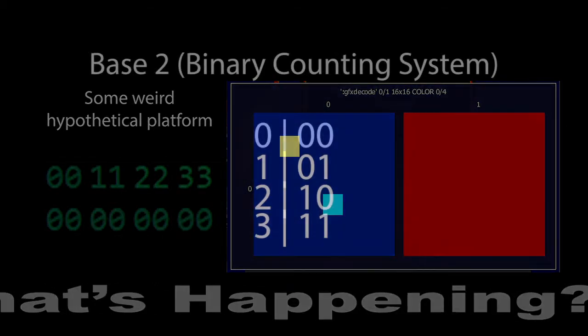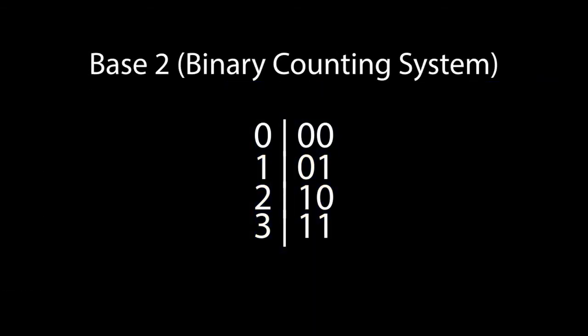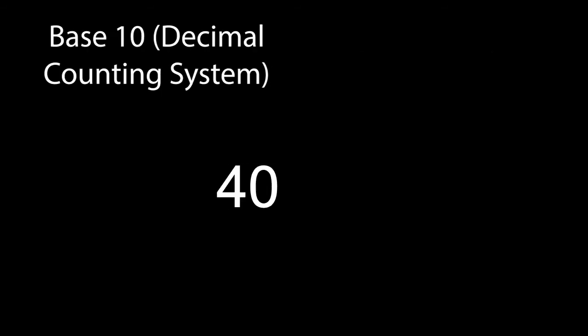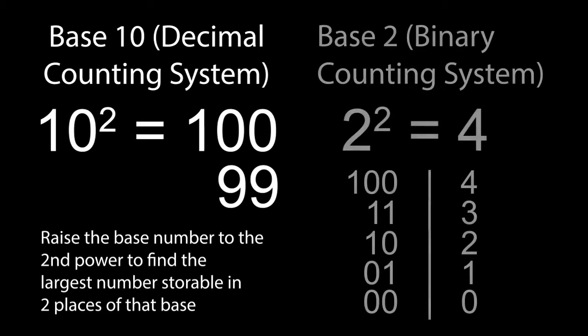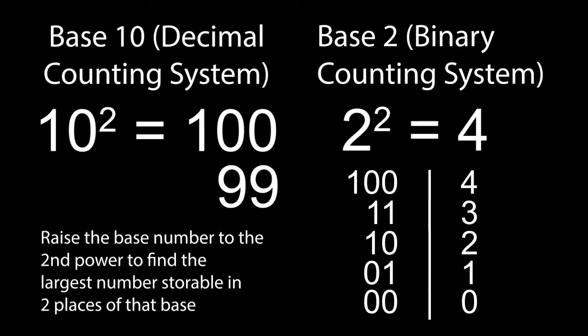Anyway, recall that in Base 2, the binary counting system, you can represent the numbers 0, 1, 2, and 3 within 2 binary digits, or bits. 2 digits of Base 10 lets you encode numbers between 0 and 99. 10 to the second power is 100, so it makes sense when you think of 2 to the second power being 4. Don't forget this, it's very important. The number 4 is about to come up a lot.